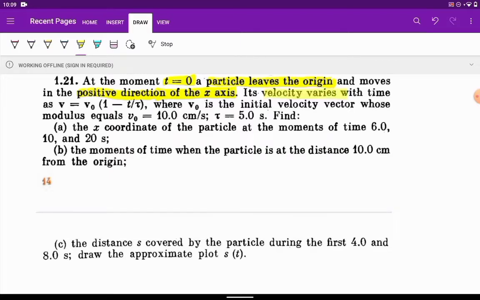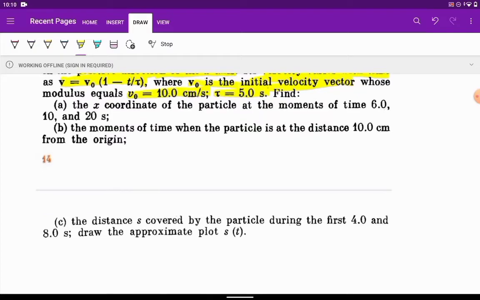The velocity varies with time as this particular thing. So as time increases, you can see the 1 minus t by tau, so the value of that becomes less and less as time increases, where v naught is the initial velocity vector whose modulus equals this. Okay, so I've got these things.